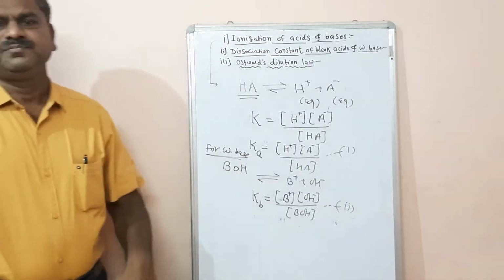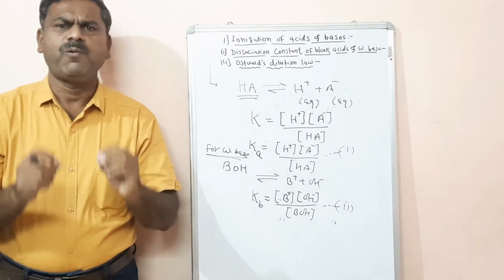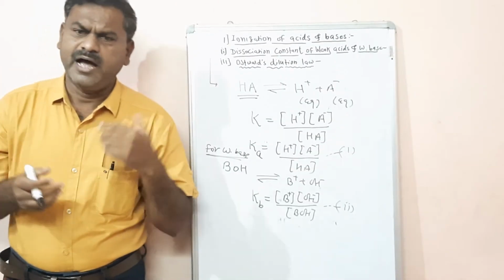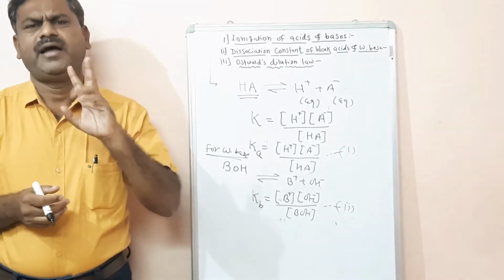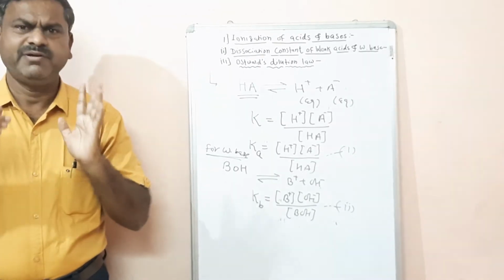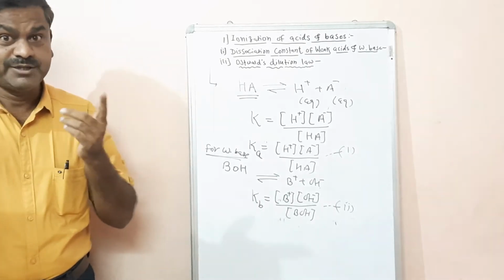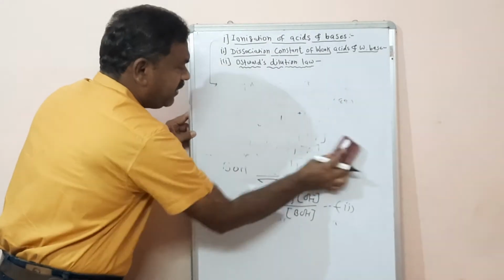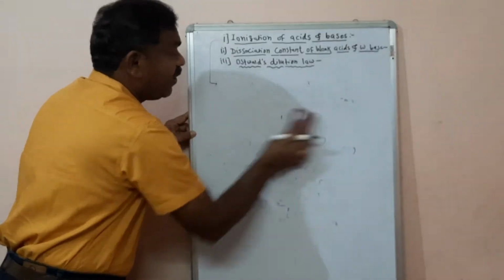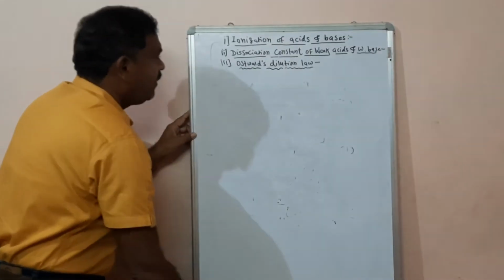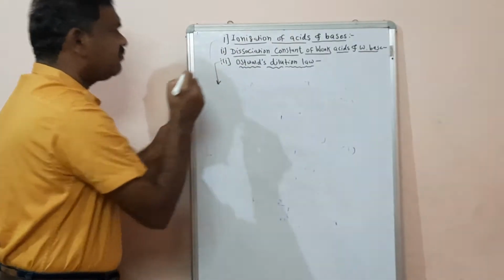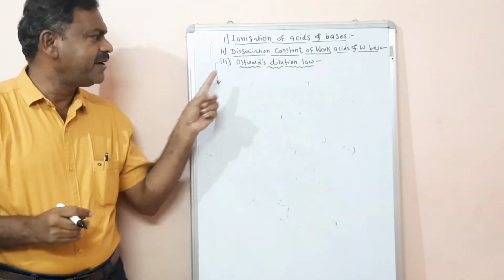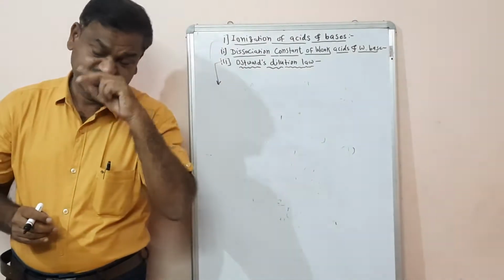Then the third point is very important from the examination point of view. It is asked so many times in the exam, for at least 2 marks. Now let us see the Ostwald dilution law. It is also called the Ostwald dilution formula.